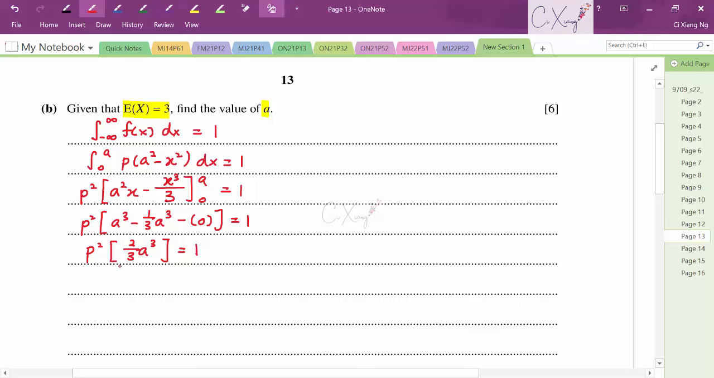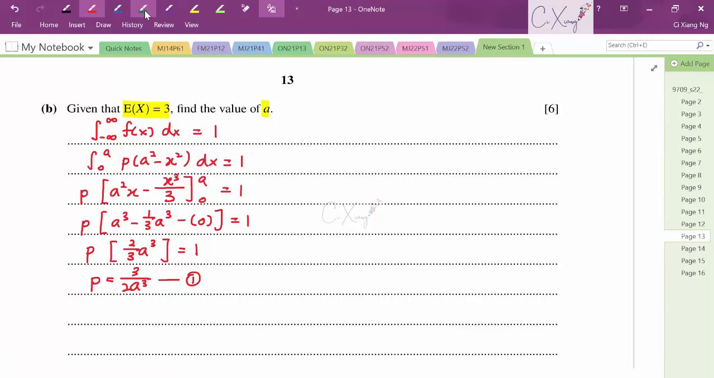Alright, then, I think I made a careless mistake here. There shouldn't be any square here, because when I take out the p, it should remain as p. Later I want to find the value for a, so I will make p the main subject of the equation. So I have p equals 3 over 2a power 3. This will be my first equation.